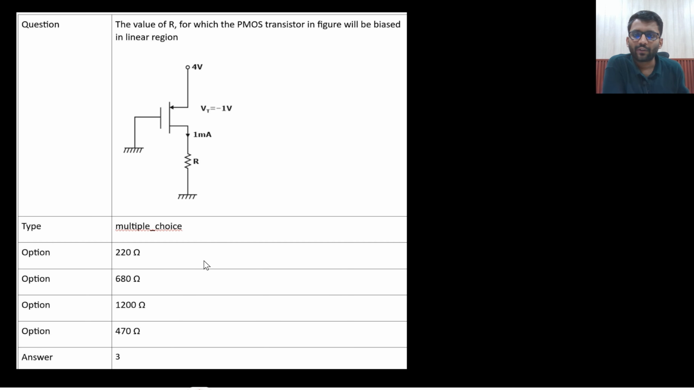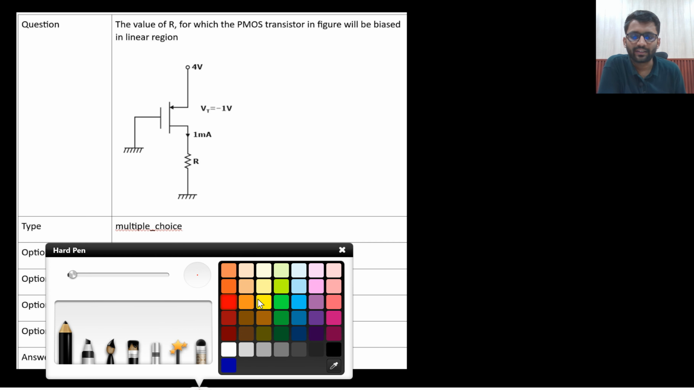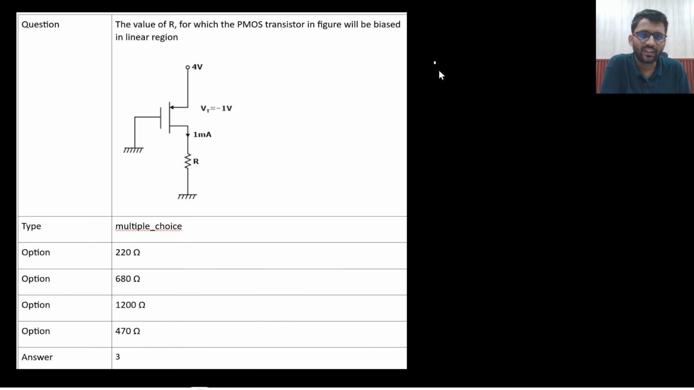What you need to find is the value of R such that your PMOS transistor will be biased in linear region. So for linear region, what should be the condition? That your VSD should be less than VSG minus VT. Because this is a PMOS, that's why we will write VSD should be less than VSG minus VT.